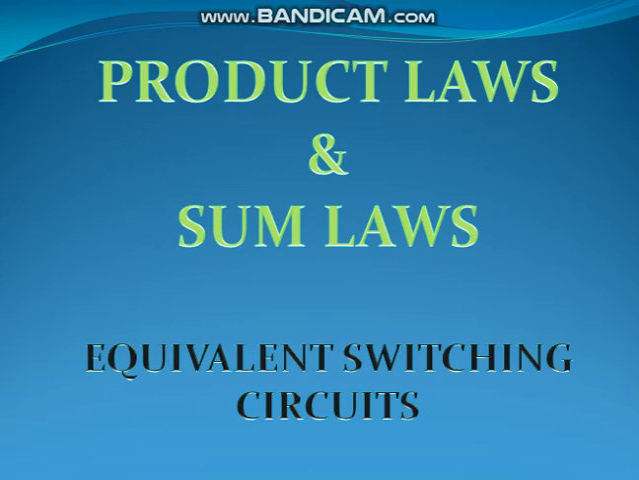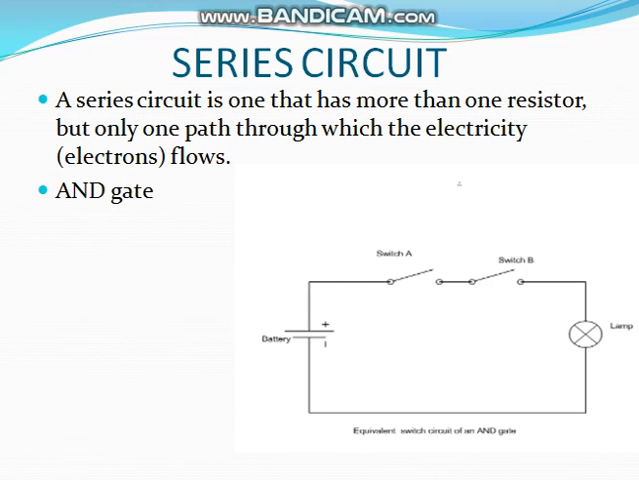We have series circuits and parallel circuits. We shall look at them one after the other. So let's start with series circuits. A series circuit is one that has more than one resistor, but only one path through which the electricity or electrons flow. And if you look at the series circuit, think of an AND gate, because an AND gate is an equivalent series circuit.